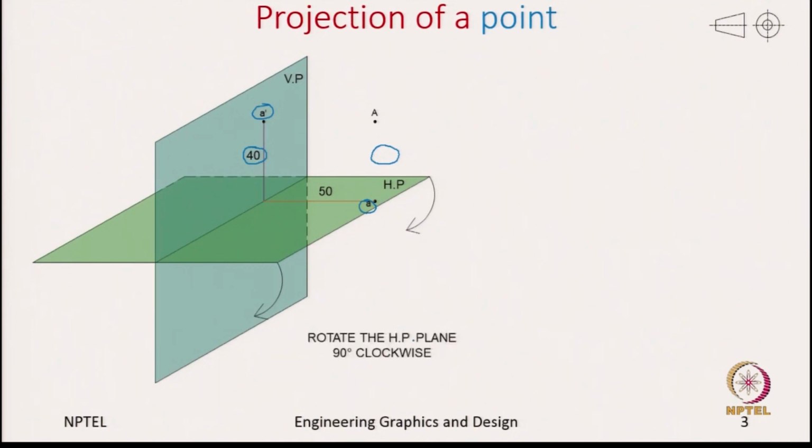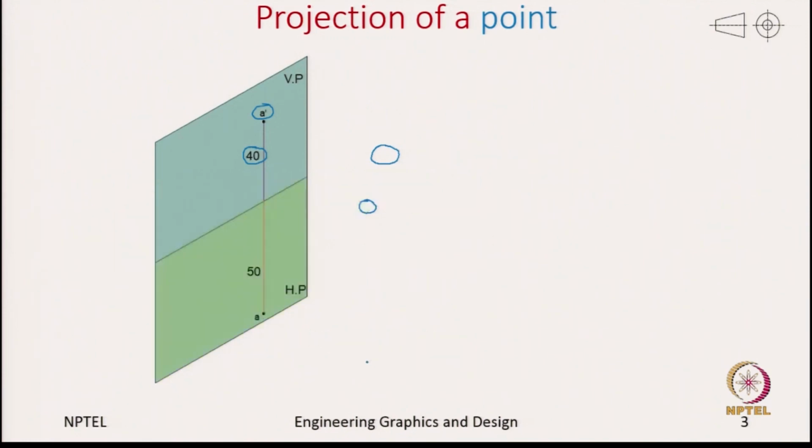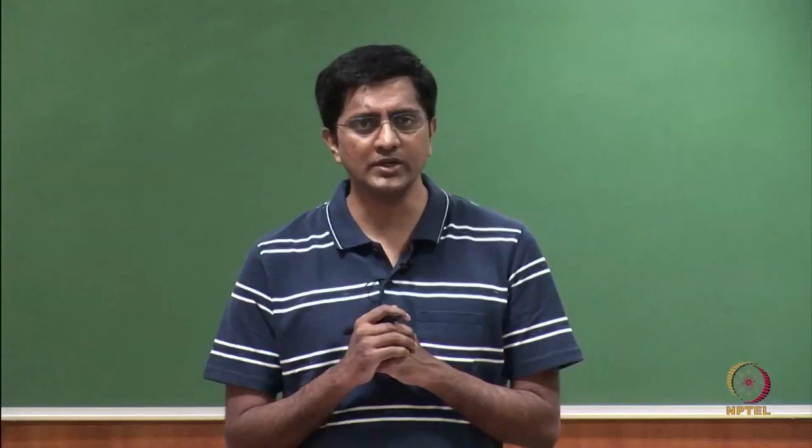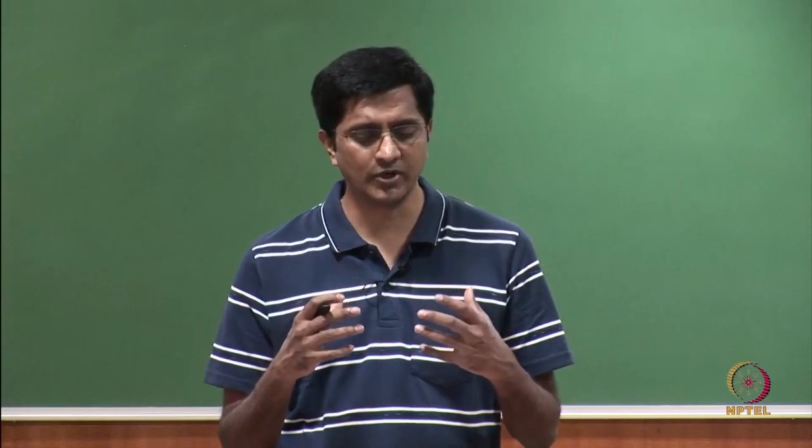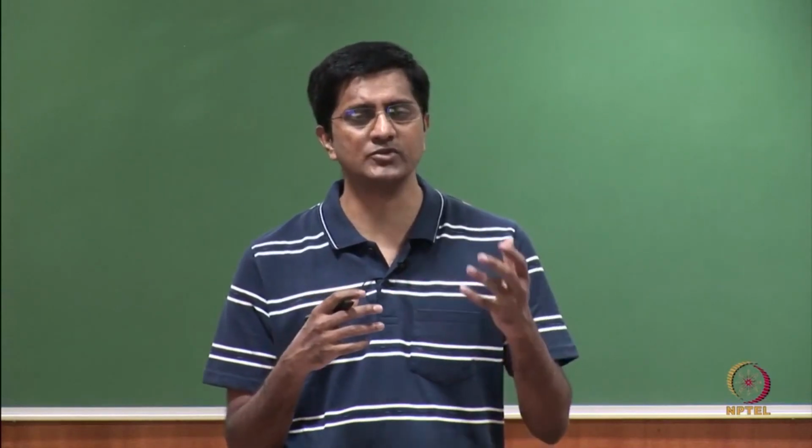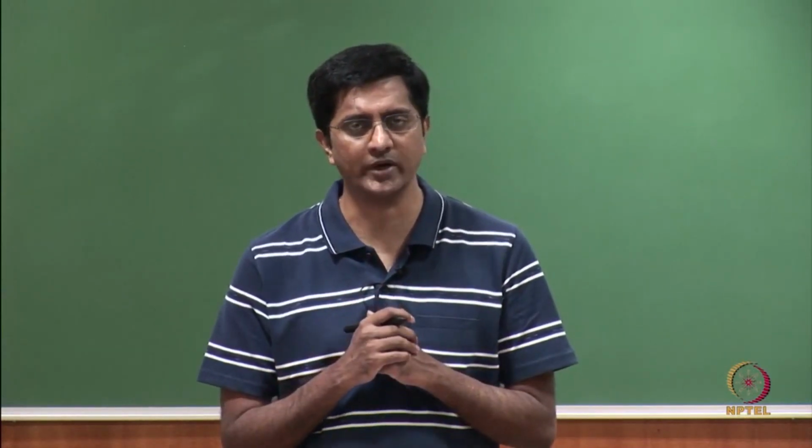So, we rotate the horizontal plane by 90 degrees in the clockwise direction. Let us see how it looks. After rotation, now we have the point A mentioned here. In the last few minutes we have only seen the visualization. I am trying to show pictorially how to capture the front view and the top view of this point.